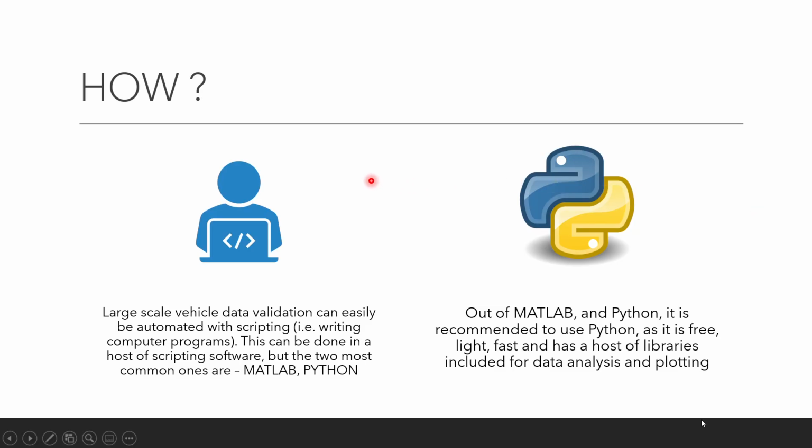So how do we go about this? Of course, large-scale automation means you need to do something with the computers, and that's precisely how it's done. We can do this by scripting, and this means writing computer programs. So there are small computer programs that you can write very easily, that can more or less look through all your files and then give you the results that you need.